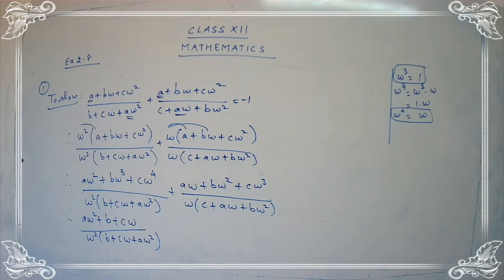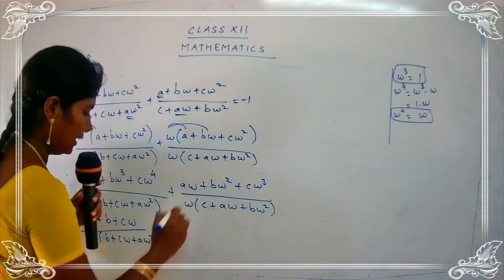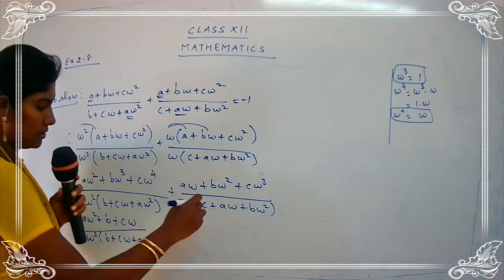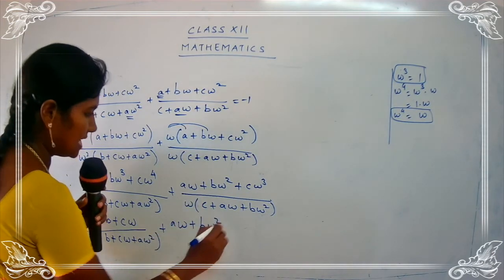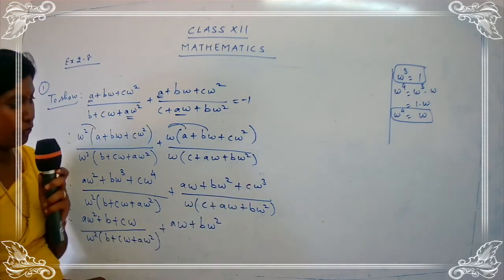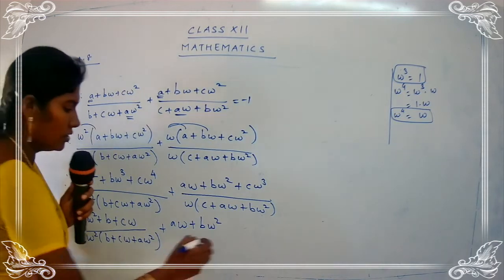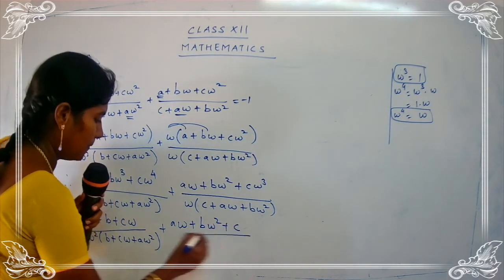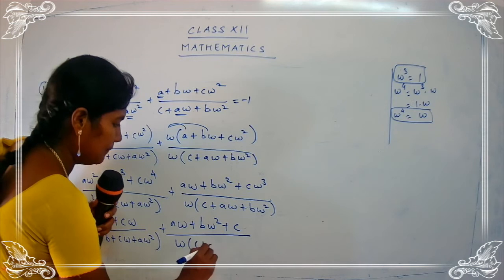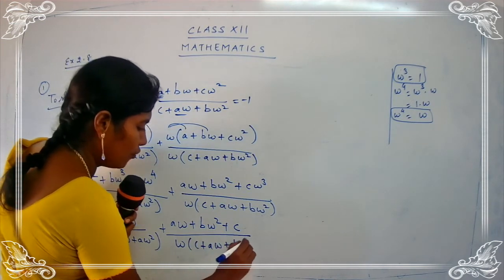I hope you are ready. Let's have a check. Plus a omega will be kept as it is. Omega square also will be kept as it is. Omega cube will be taken as 1. So c into 1 gives you c upon omega c plus a omega plus b omega square.